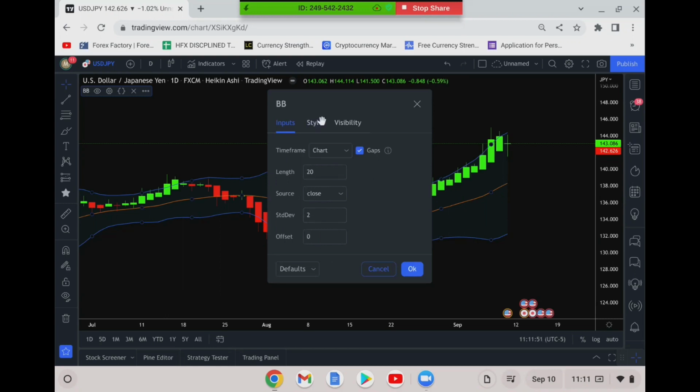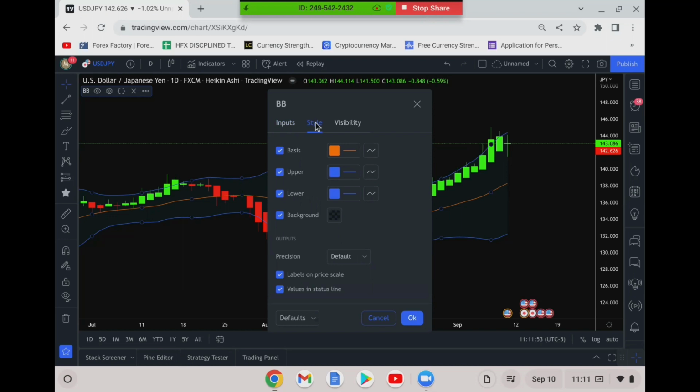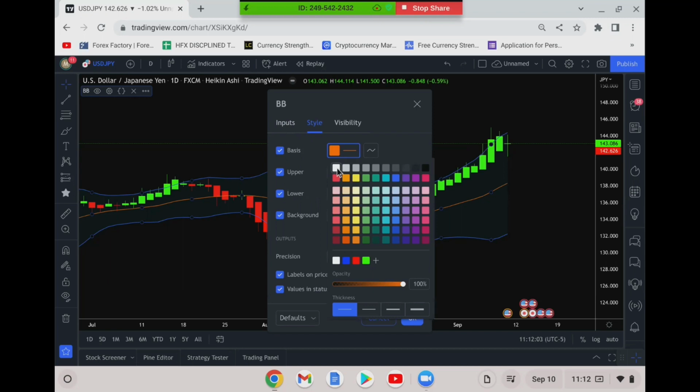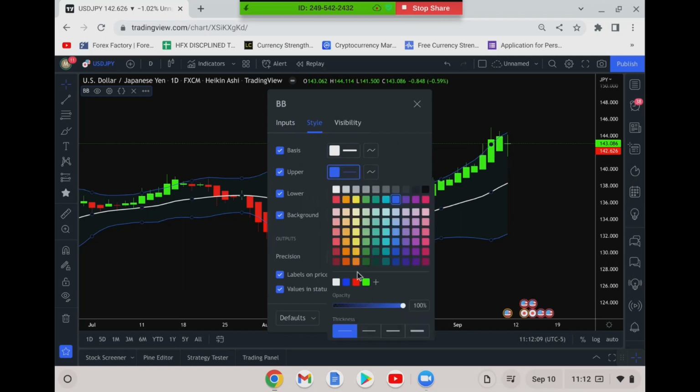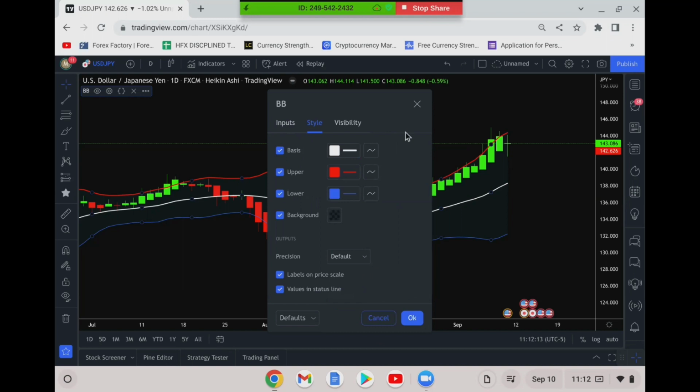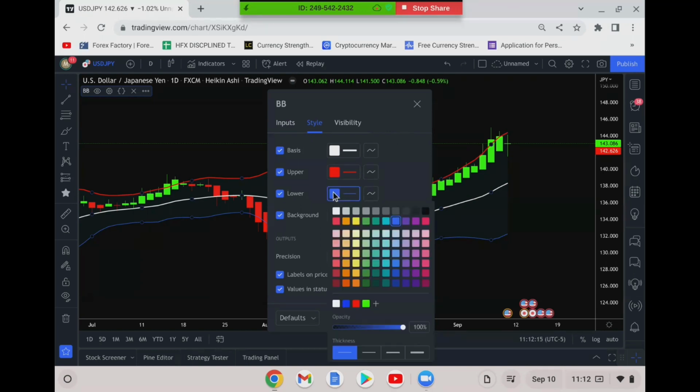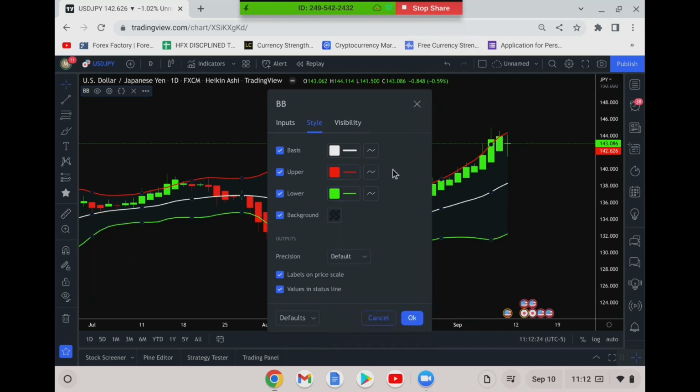Now let's come back to the style. All I want to do is change our basis, which is our middle band, to white, and thicken it. The upper band, I'm going to change to red and thicken it. And our lower band, I'm going to change to green and thicken it. Let's go ahead and press OK.